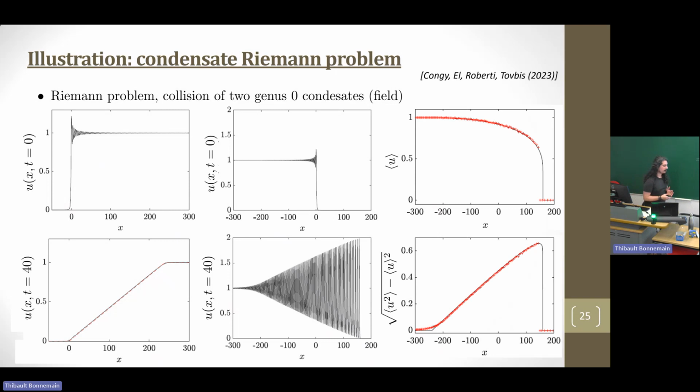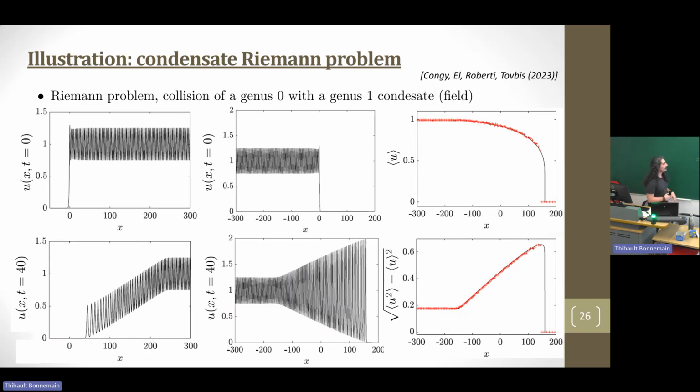As I told you earlier, from the density of states we cannot yet reconstruct exactly all the statistical properties of the field, but we know how to compute the first components. Here in red we have the simulation, in black we have the theory, and they agree very well. Here is the same thing where you start with genus 0 and genus 1, which then produces a generalized rarefaction wave. In the opposite case, this is a generalized dispersive shock wave. Again, this works very well.